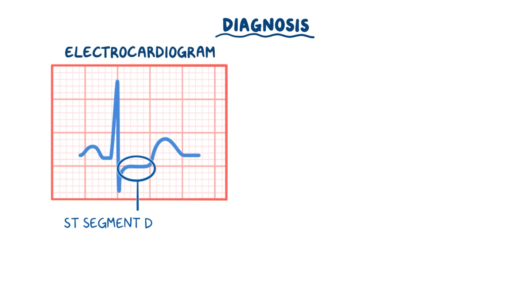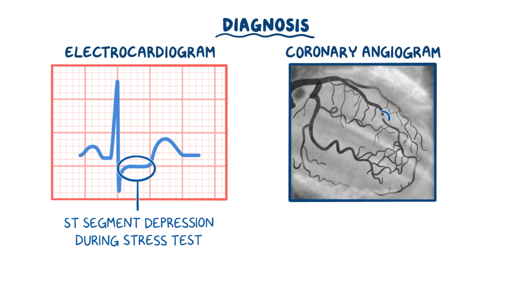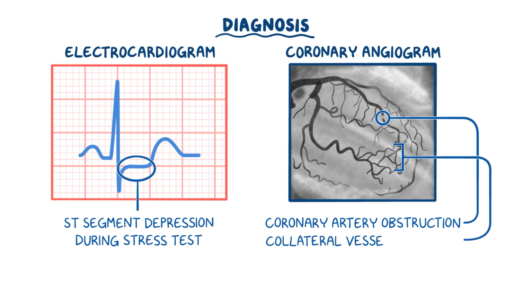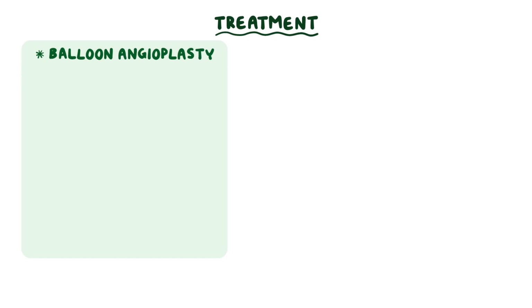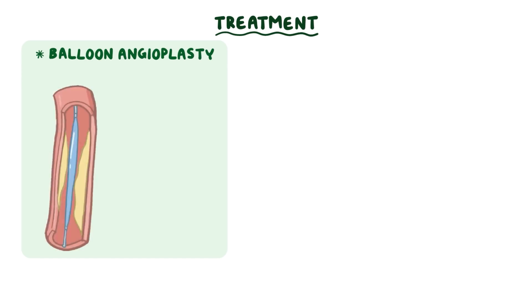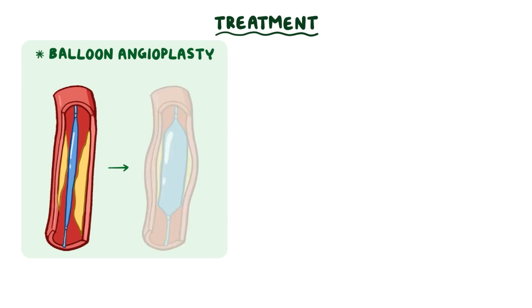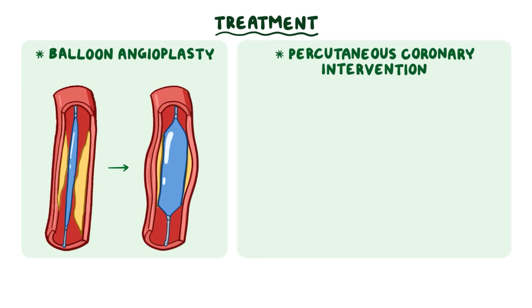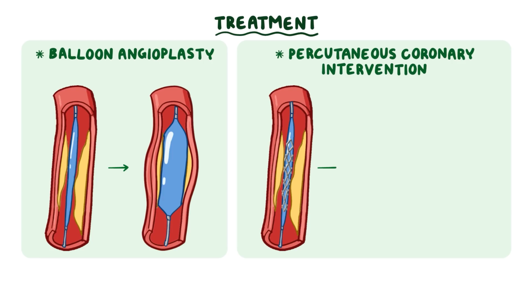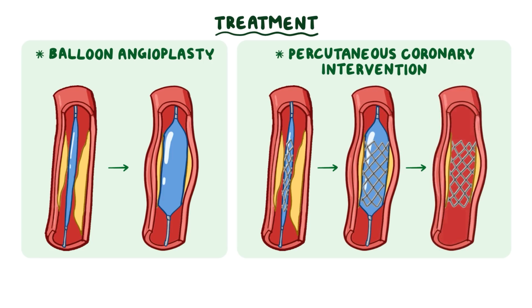Coronary steal syndrome is diagnosed when the electrocardiogram shows an ST segment depression during a pharmacological cardiac stress test. A coronary angiography can be done to look for coronary artery obstruction and collateral vessel formation. Treatment of coronary steal syndrome involves opening up the obstructed coronary artery. A balloon angioplasty might be done, which is a minimally invasive endovascular procedure where a deflated balloon is inserted into the blockage, then inflated to open the artery up. Another procedure is a percutaneous coronary intervention, where a tiny catheter is used to place a stent in the coronary artery to physically open up a blood vessel.